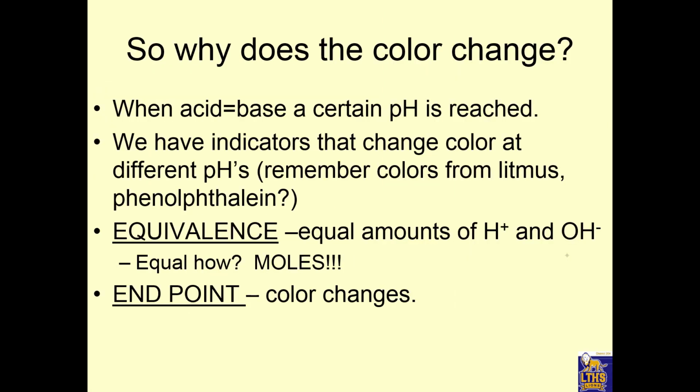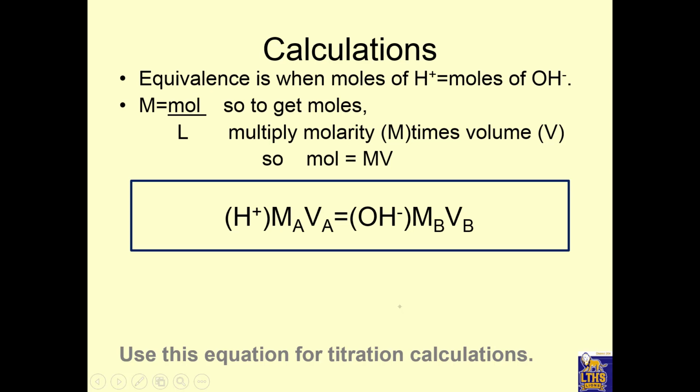Okay. Why does the color change? Well, when an acid equals a base, a certain pH is reached. So we have indicators that change color to different pHs. Remember litmus and phenolphthalein? So equivalence is when the number of H pluses and the number of OH minuses are equal. Equal how? Equal number of moles. Okay. So there's an equivalence when this equals that, and the endpoint is when the color changes. So we can calculate stuff.